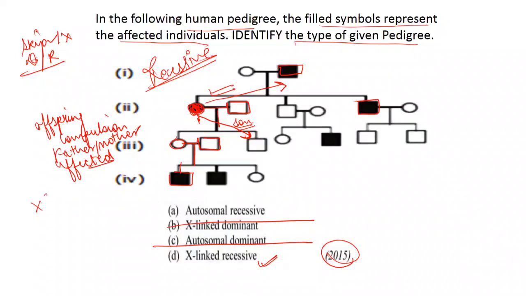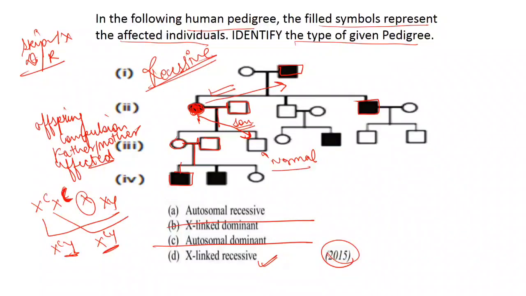If we see in this condition, X^C X is crossed with XY. C is showing that it is a recessive condition. When these two are crossed, what will occur? If two sons are born, both will have the disease. But in this condition, the son is normal. So from here we come to know that the X-linked condition is not there, but the autosomal condition is present.